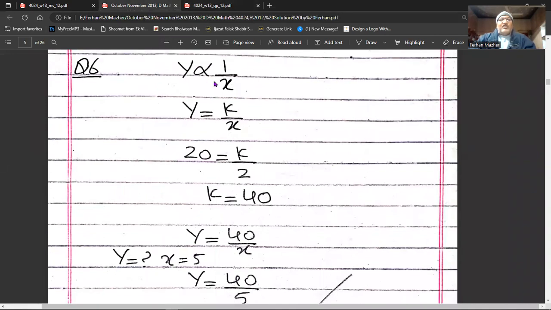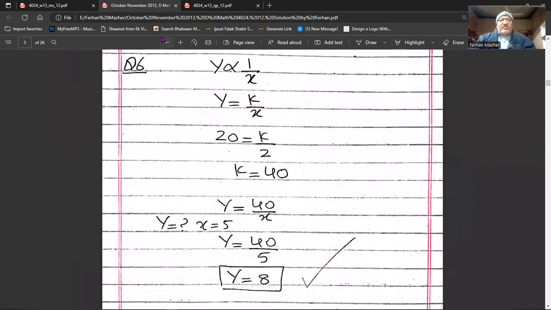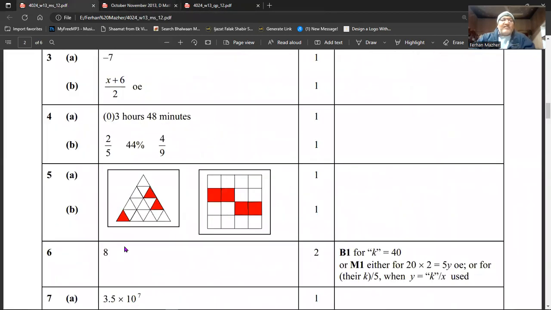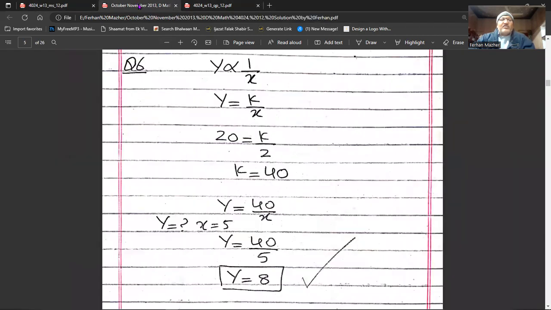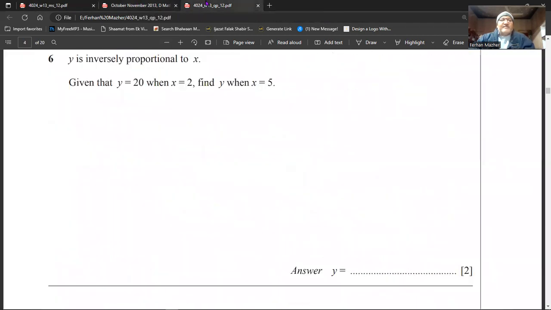So y is proportional to 1 by x, y is equal to k by x. So y is 20, x is 2. So k will be 20 multiplied by 2, that will be 40. The formula will become y equals 40 by x. They ask what y will be when x is 5. So y will be 40 by 5, and that will be 8. So y will be 8. So our answer is right. So this is question number 6.